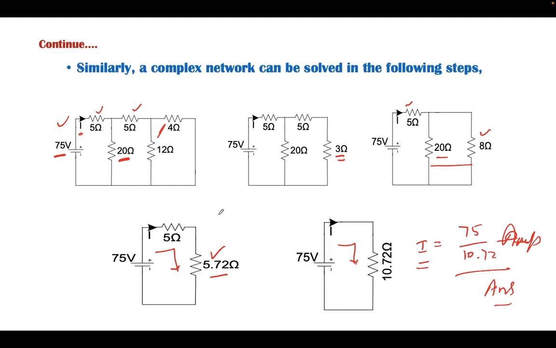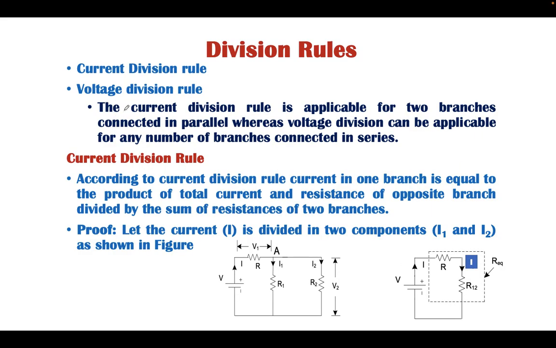Now another technique to solve the network is division rules. Sometimes instead of applying KVL or KCL, we can simply calculate the current in two branches if the total current is known to us. This current division rule is applicable to two branches only. According to the current division rule, the current in one branch is equal to the product of the total current and the resistance of the opposite branch, divided by the sum of the resistances.